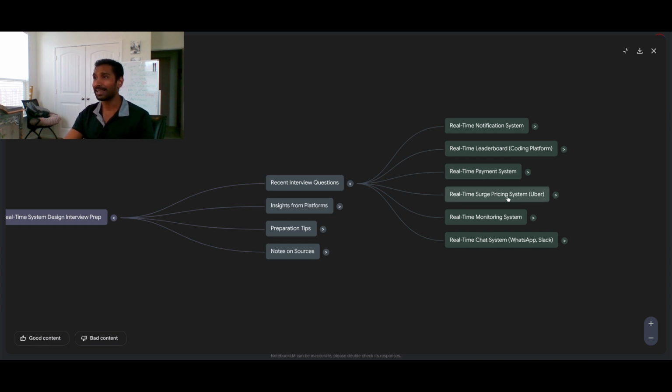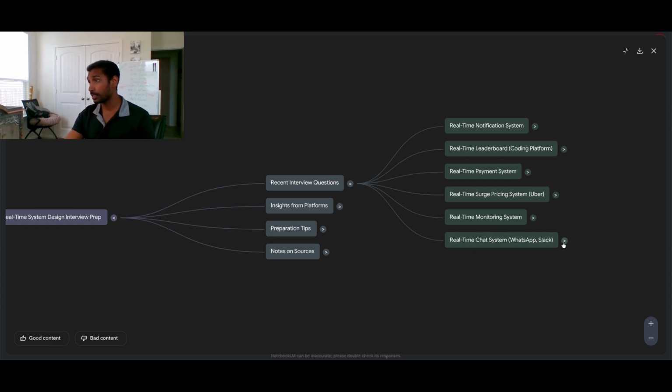Today, I want to talk about the real-time surge pricing system asked by Uber. This was an actual question I faced during my interview at Uber. So let's get to that. I do want to read out the rest of them. Real-time monitoring system, which is basically monitoring the activity of any platform or business you're trying to lead.